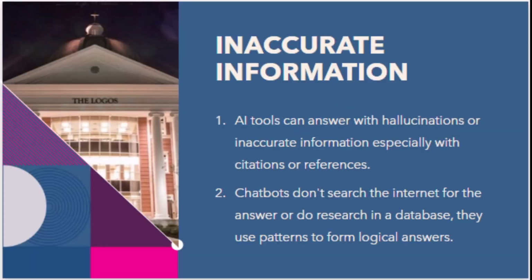AI tools are known to respond with inaccurate information. We sometimes call these hallucinations, and you may find this when asking ChatGPT to provide a reference or citation for a question you've asked. Generative AI chatbots do not find and read research articles or even search the internet for the answer. Generative AI chatbots create citations that seem real because they follow the pattern of a citation or reference.